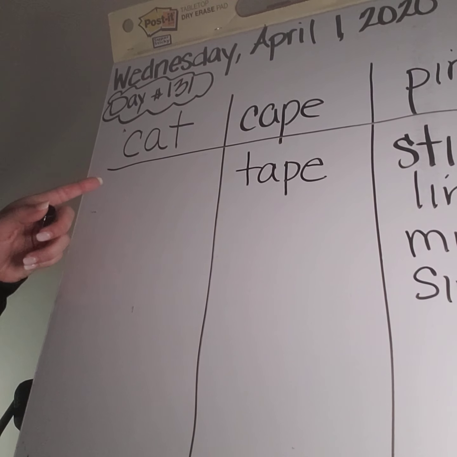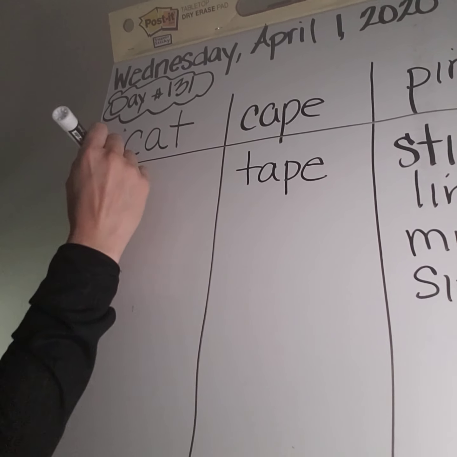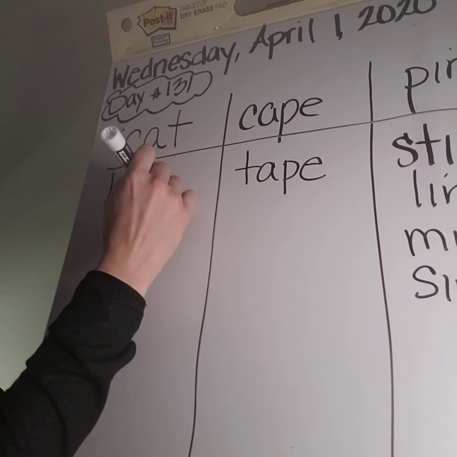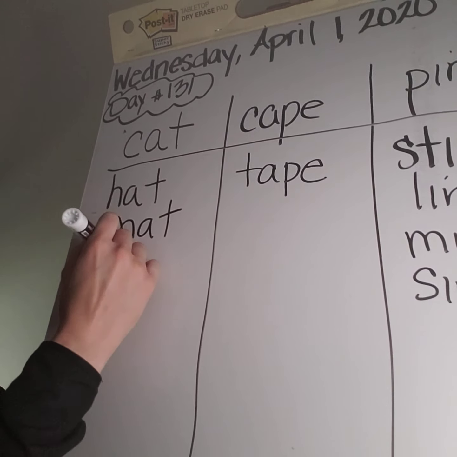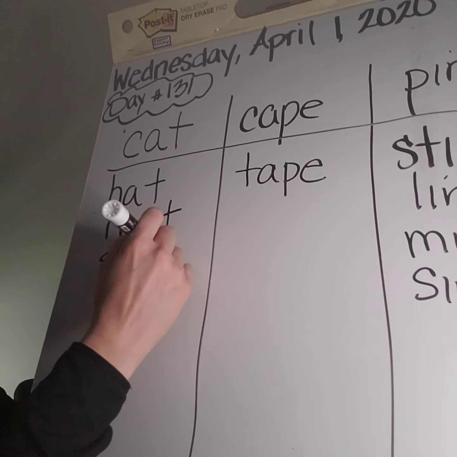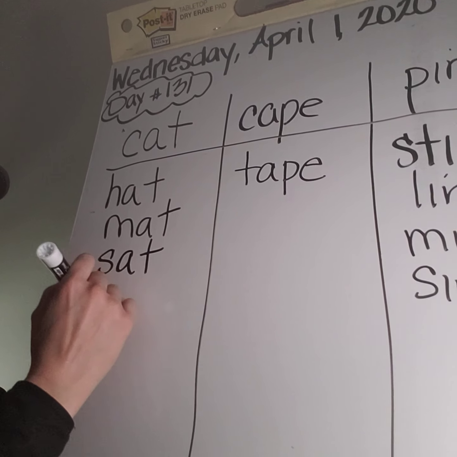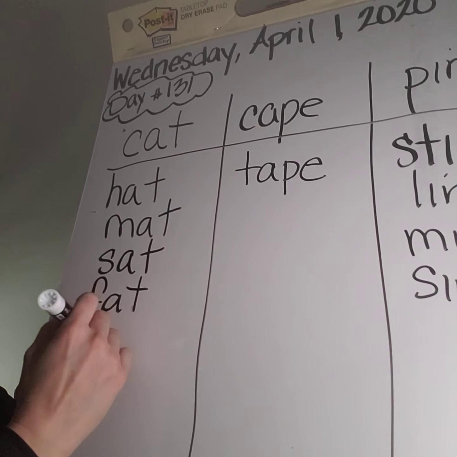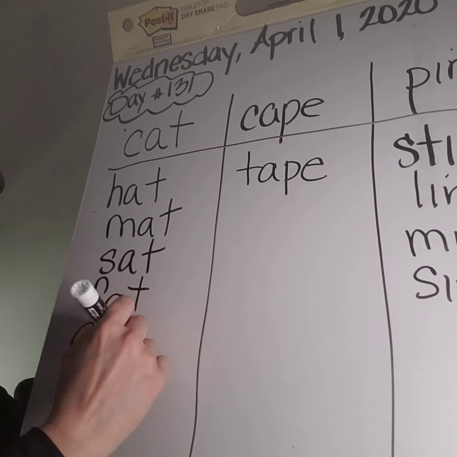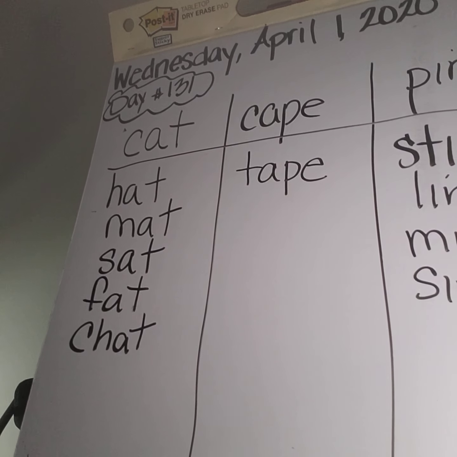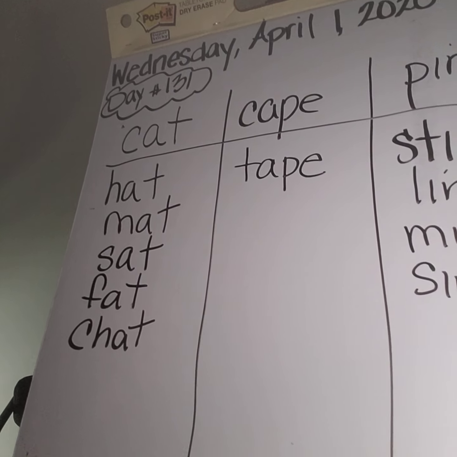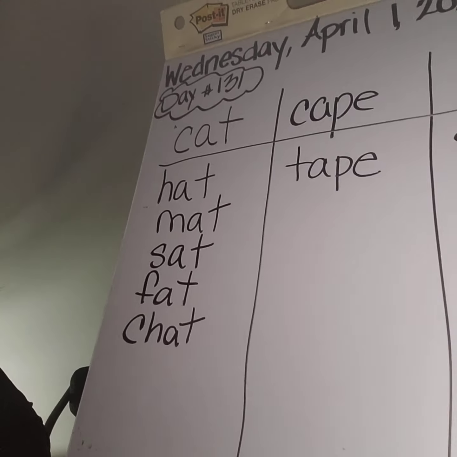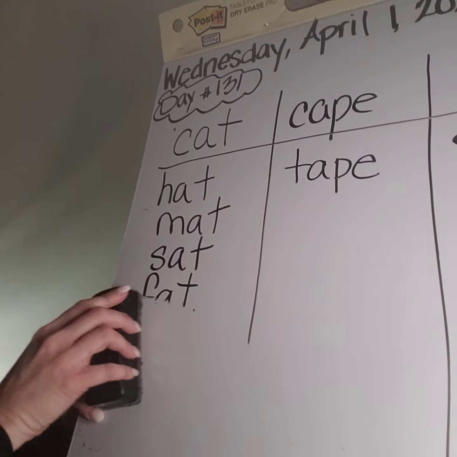Now I'm going to pause and come over to cat, and I'm going to write hat, mat, sat, fat. And now I'm thinking, oh, I could put a digraph at the beginning. Chat. Okay, so that's pretty much what you are doing. I just wanted to go over that as an example. So there you go. That is your second assignment.